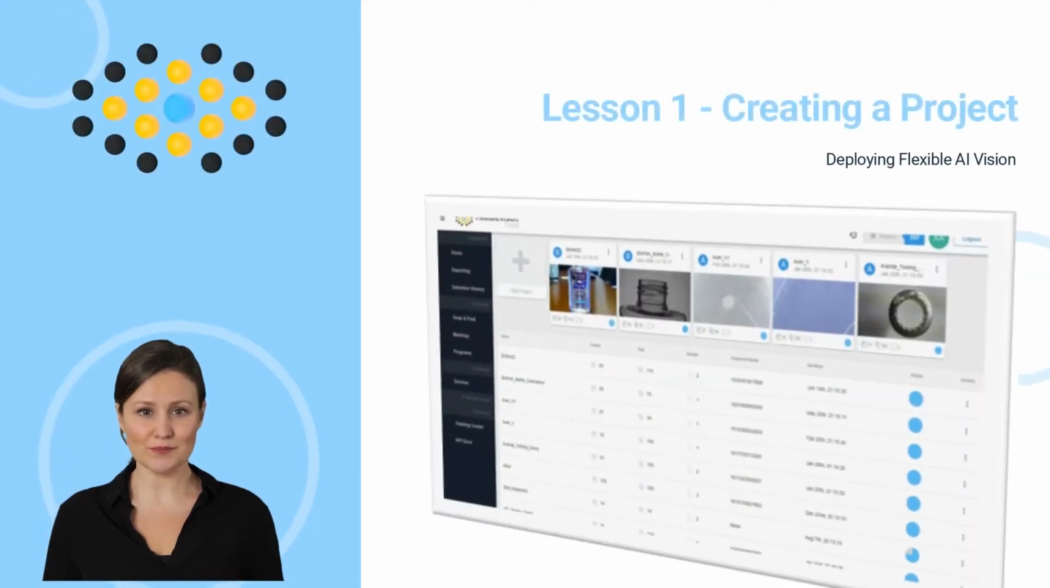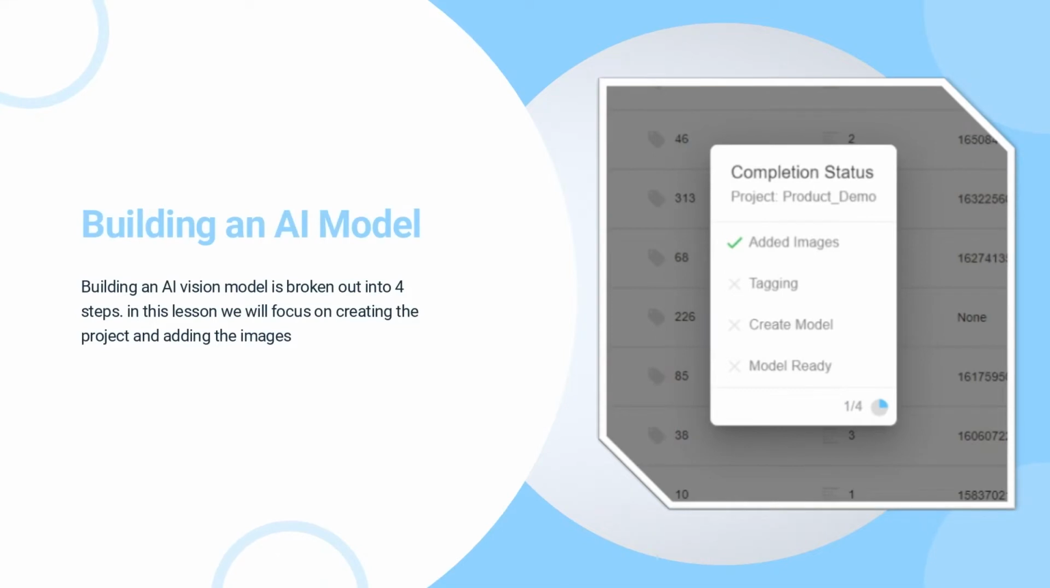Welcome to Lesson 1, Creating a Project. Building an AI vision model is broken out into 4 steps. In this lesson, we will focus on creating the project and adding the images.